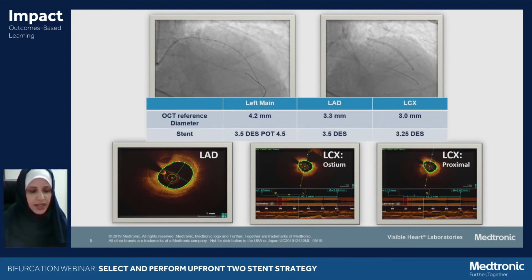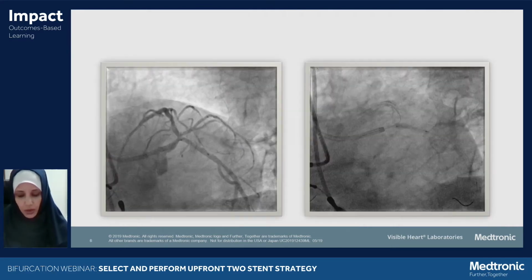Now, if you see here, the OCT, the left main reference diameter was about 4.2, LAD about 3.3, circumflex about 3.0. And if you look at the OCT itself, what you see in the middle picture is we're looking at the ostium of the circumflex. It was also diseased, and it was a bit challenging to T-stent, either you have a gap or you end up with a neocarina protruding, and the proximal circumflex was also diseased. So we elected to go ahead and do a DK crush in this patient.